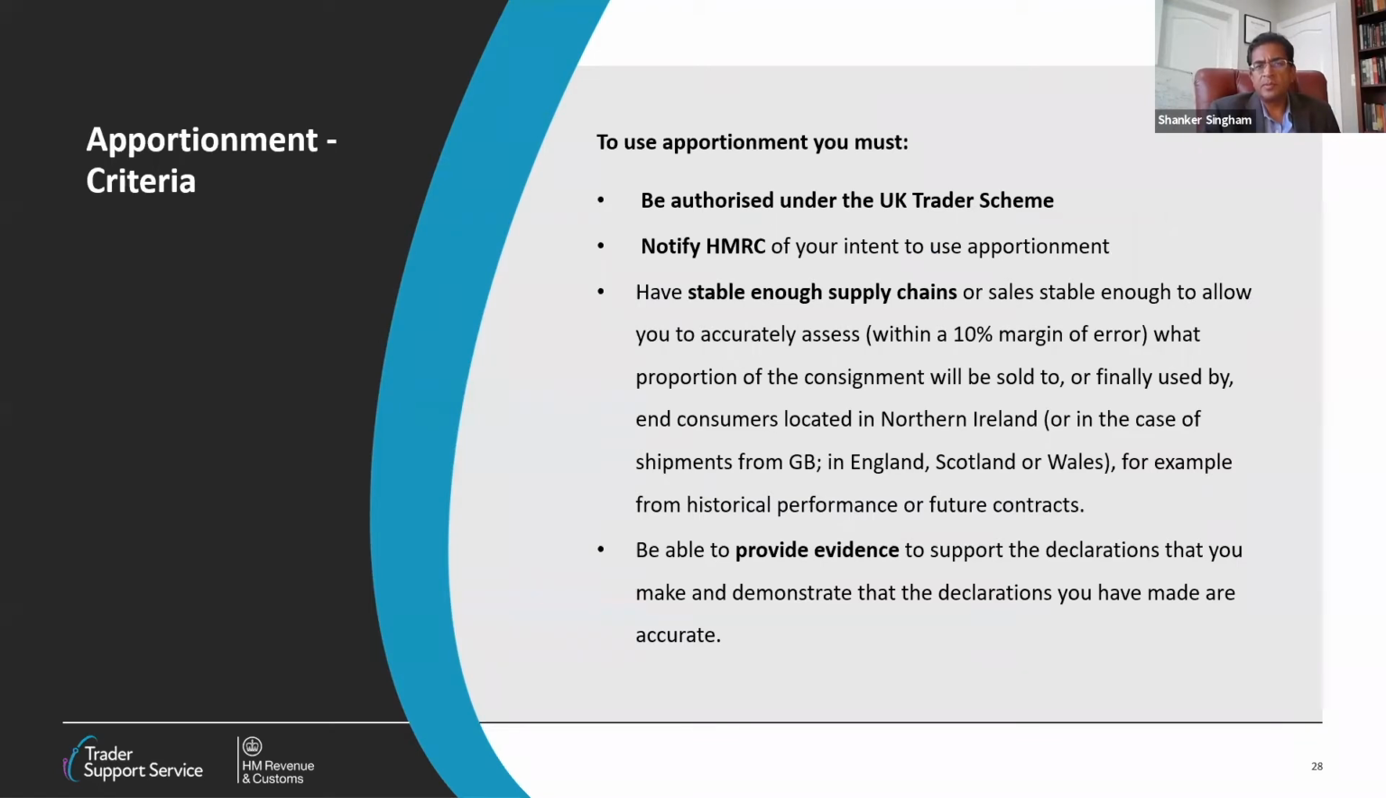So in order to use apportionment, you've got to be authorized under the UK trader scheme. HMRC needs to know that you're going to use apportionment either in your initial application or subsequently. Stable supply chains, as we mentioned, and you need to be able to provide evidence that your declarations are accurate. So you need to be able to keep records. It's not sufficient just to say, I've had this history, I'm going to use apportionment, and then not keep any record. You have to keep records of this if you intend to use it.